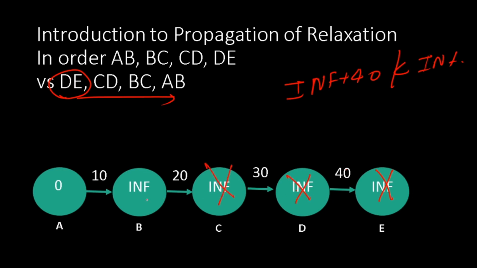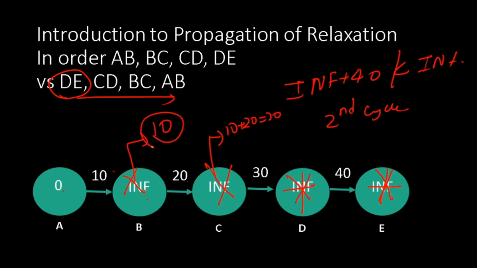This also won't be relaxed, infinity plus 20 is not less than infinity, whereas this will be relaxed. This will be relaxed. 0 plus 10 is less than infinity. Yes. So this will be relaxed to 10. Next time when you do the cycle, nothing changes. This won't be relaxed. This won't be relaxed. C will be relaxed to 10 plus 20 is equal to 30. Okay. So in the second cycle, suddenly the relaxation we made in the previous cycle is propagating.